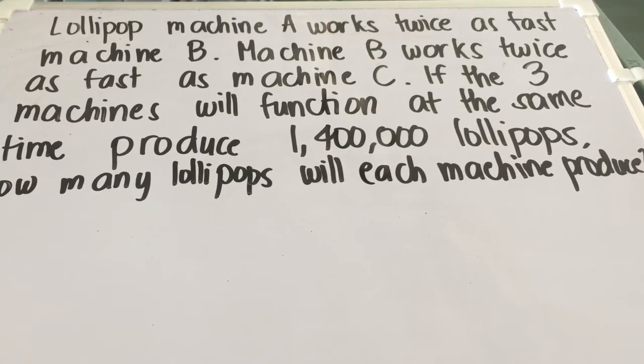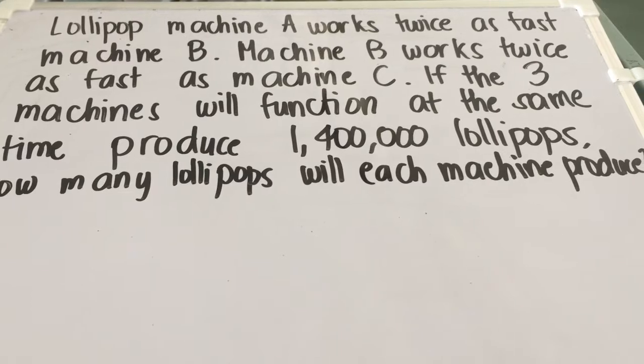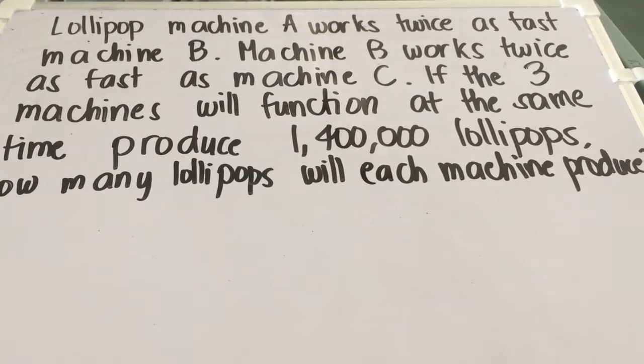So for the third example, lollipop machine A works twice as fast as machine B. Then machine B works twice as fast as machine C. If the three machines will function at the same time, produce 1,400,000 lollipops, how many lollipops will each machine produce? So sabi dito, si machine A daw works twice as fast as machine B. Then machine B works twice as fast as machine C.